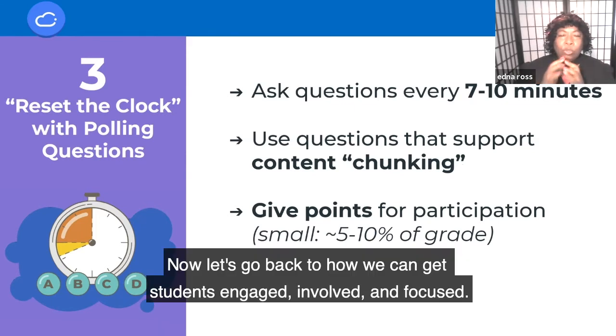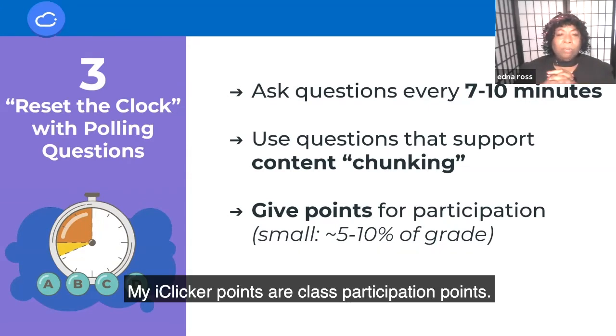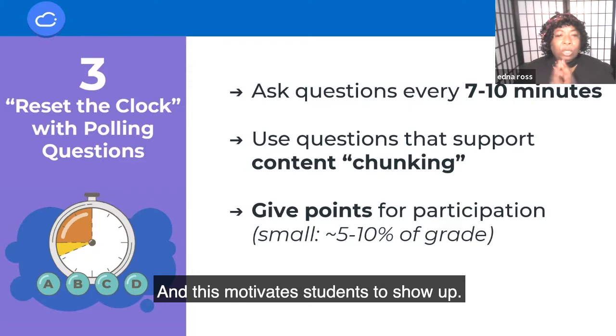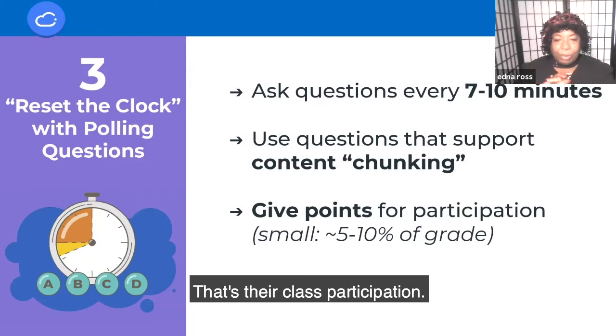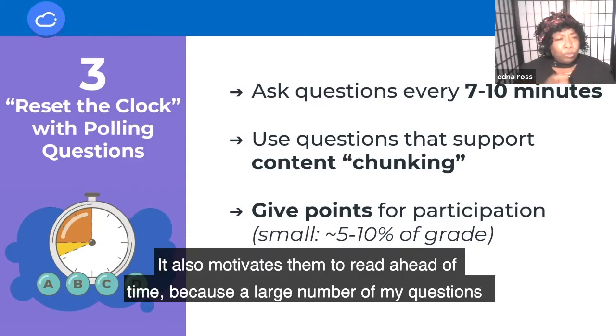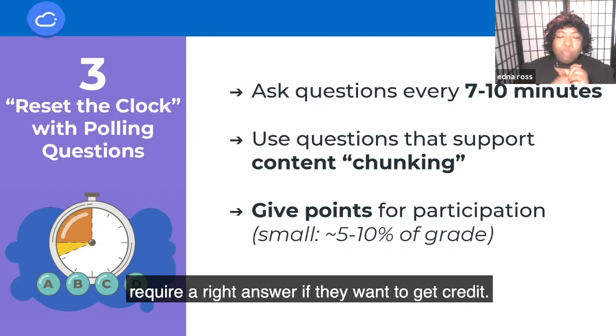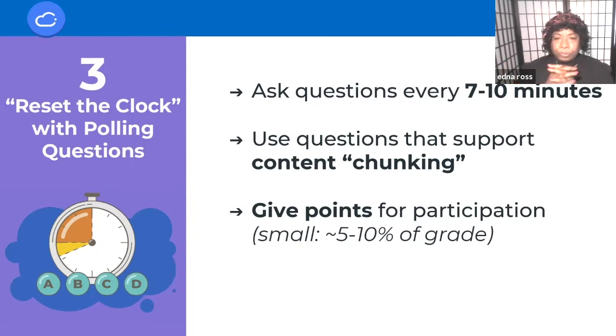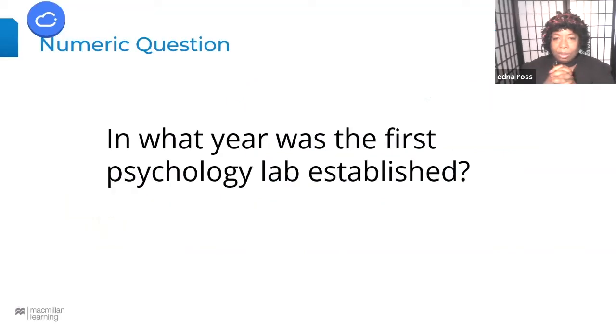Now, let's go back to how we can get students engaged, involved, and focused. My iClicker points are class participation points, and I give 10% of my final grade for class participation. And this motivates students to show up, that's their class participation, and it motivates them to pay attention. It also motivates them to read ahead of time because a large number of my questions require a right answer if they want to get credit, although I do opinion questions. Next slide, please.